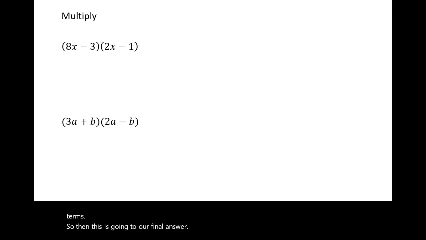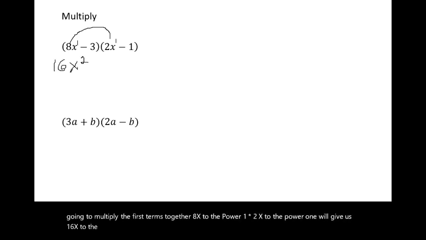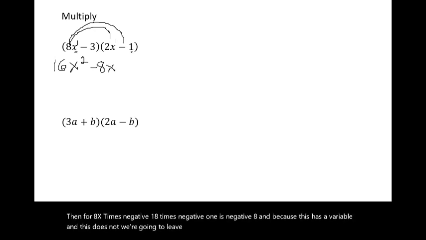And I will say that the best way to master this is to just do a whole bunch of them. So for this next one, we're going to multiply the binomial 8x minus 3 by the binomial 2x minus 1. So we're going to multiply the first terms together. 8x to the power 1 times 2x to the power 1 will give us 16x to the power 2 when you add the powers. Then for 8x times negative 1, 8 times negative 1 is negative 8. And because this has a variable and this does not, we're going to leave the x alone.